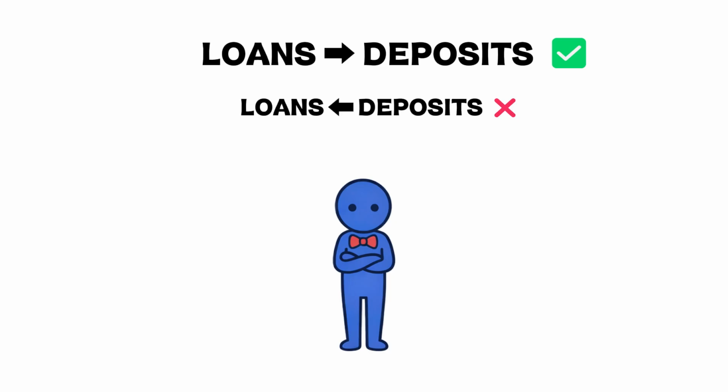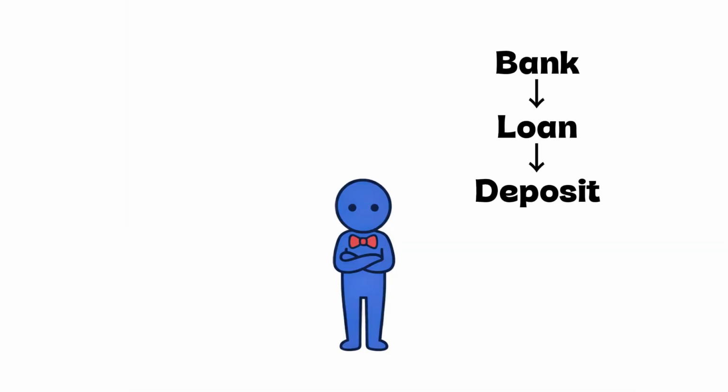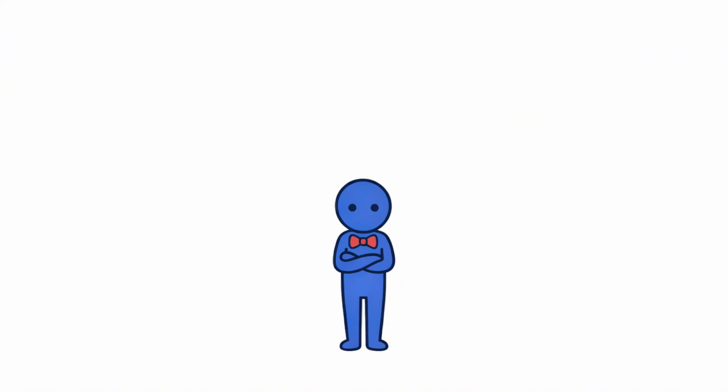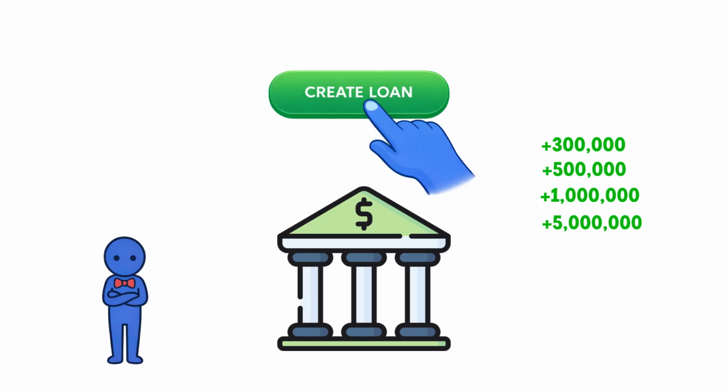This is the first major reorientation. Most people spend their lives thinking that saving comes before lending, that someone's prudence funds someone else's mortgage. But in the architecture of modern banking, the loan comes first. The deposit follows from it. At this point, a reasonable question emerges. If banks can simply create money by issuing loans, what stops them from doing it infinitely?